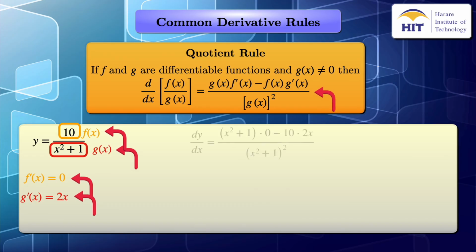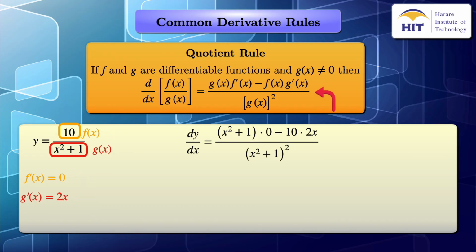And then we have the derivative of y with respect to x is equal to x squared plus 1 multiplied by 0 minus 10 times 2x, divided by x squared plus 1 squared. On this part here, x squared plus 1 multiplied by 0 is just 0. So in the numerator, we remain with minus 20x. So our result is minus 20x divided by x squared plus 1 squared.